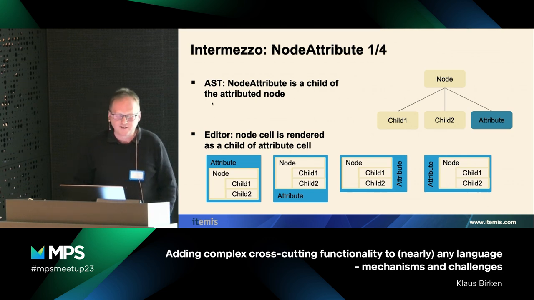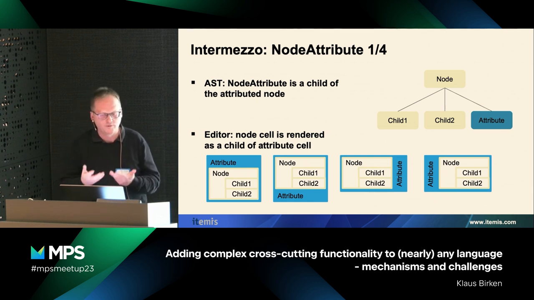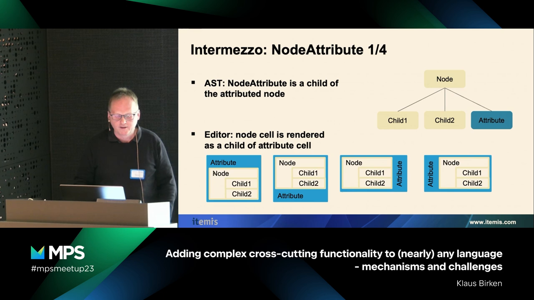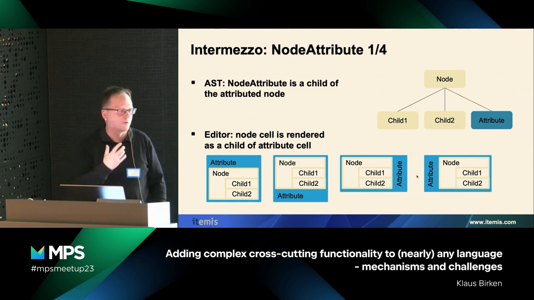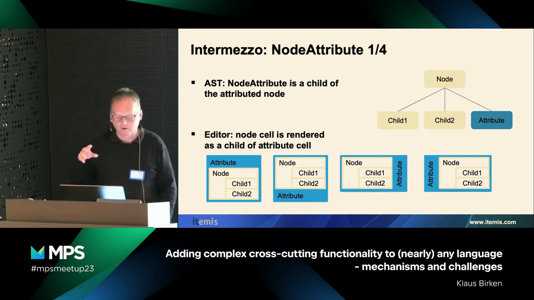But in the editor, it's vice versa, and this is a part of the power of this construct. Here you can build editors which contain the node with its children, and the attribute is enclosing it, right? You can show something to the top or to the bottom, to the left, to the right, or at all four sides. So you can embed the editor of the node itself into the editor cell of the attribute.